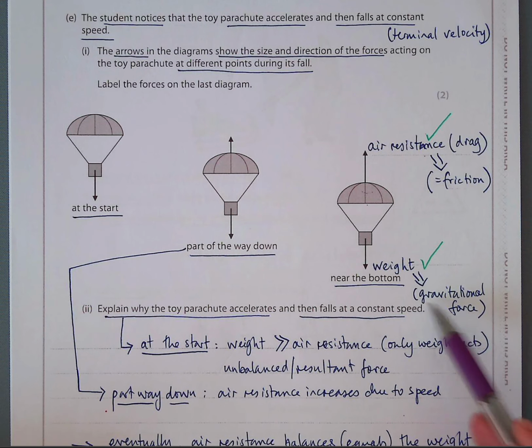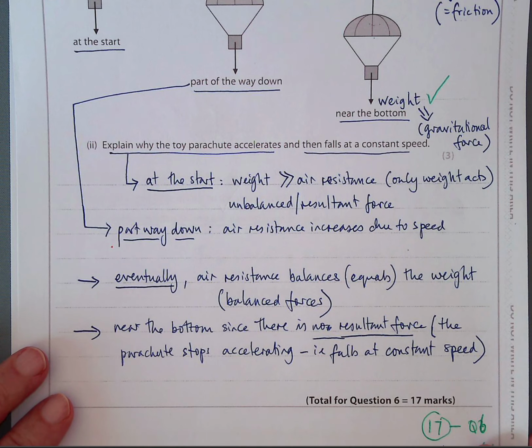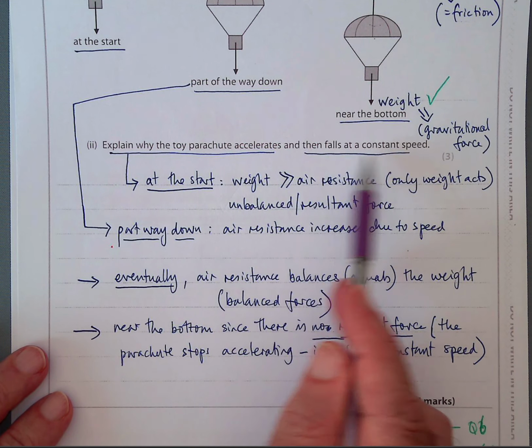You could put gravitational force instead of weight, but you cannot use the word gravity. Gravity is a general word. It is not specifically a force. Gravity can also be referred to when we're talking about acceleration due to gravity. So be careful when you're using gravity as a force. You will lose marks. Explain why a toy parachute accelerates and then falls at constant speed.